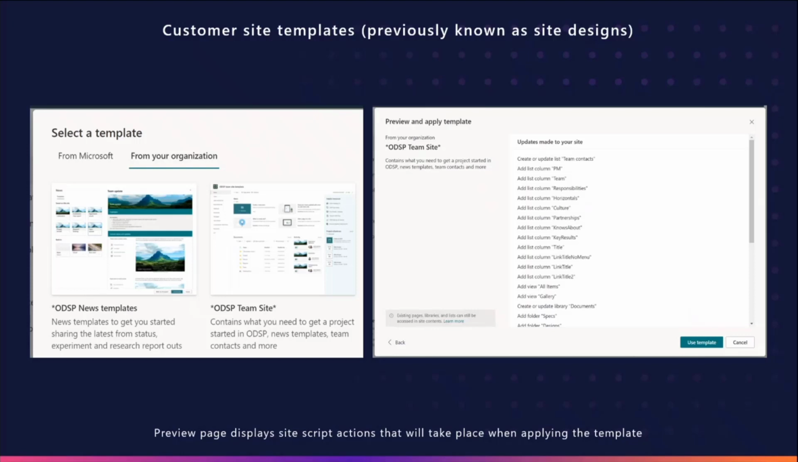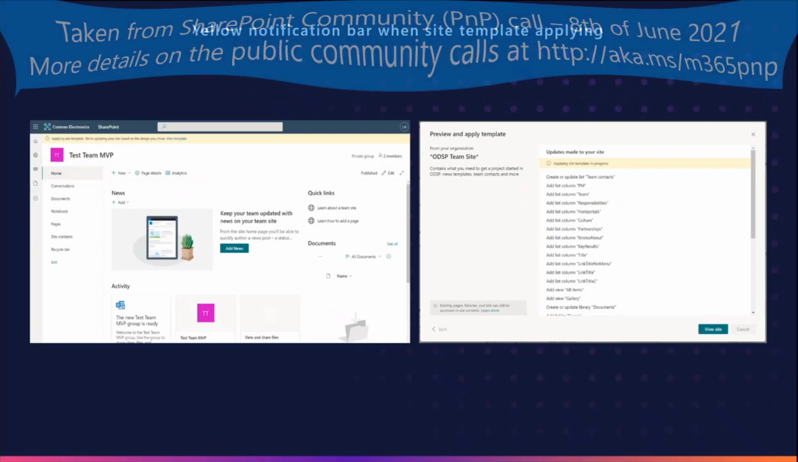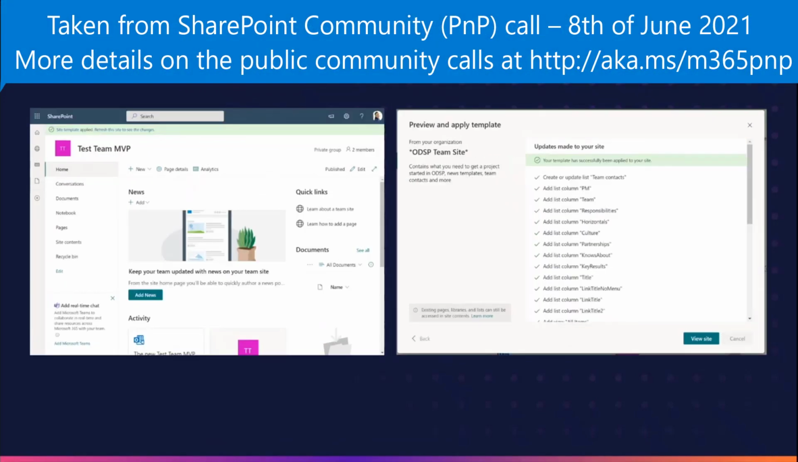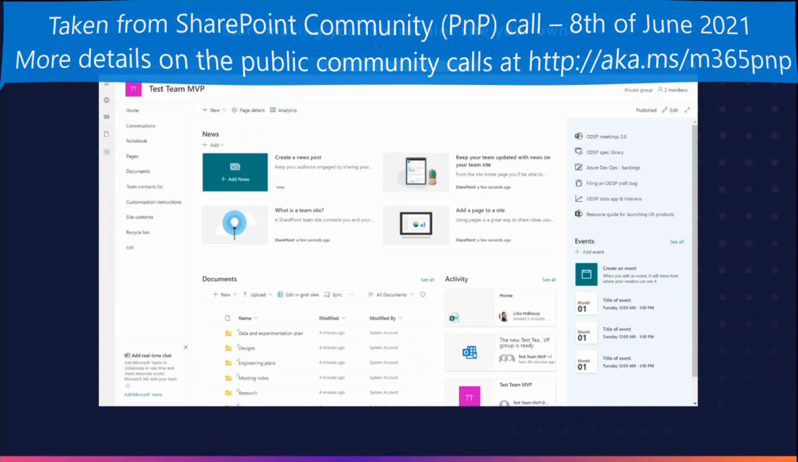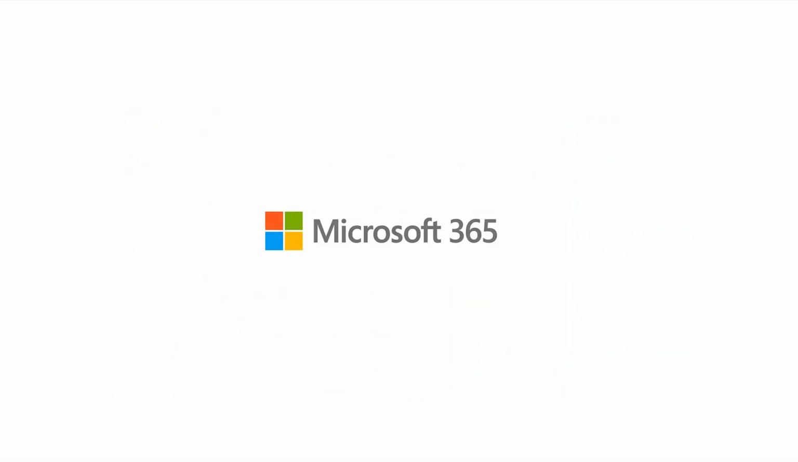To recap, you can view any of your customer site templates under the From Your Organization tab in the template gallery, and a preview page will display the site script actions that take place when applying the template. You'll see a yellow notification bar when the site template is applying, and a green notification bar after the template has successfully applied. Once you refresh the site to see those changes, you can start making that SharePoint site your own.